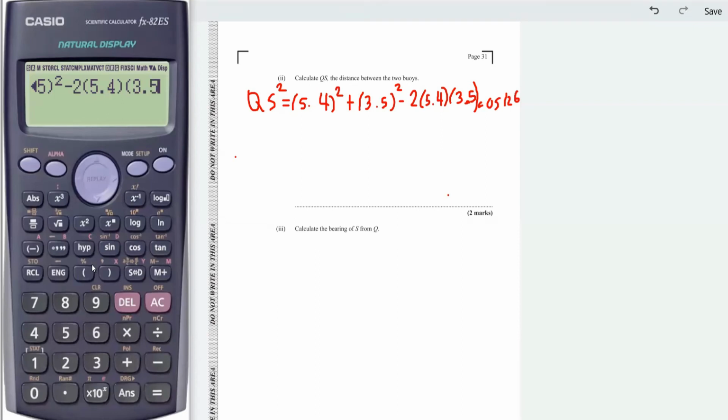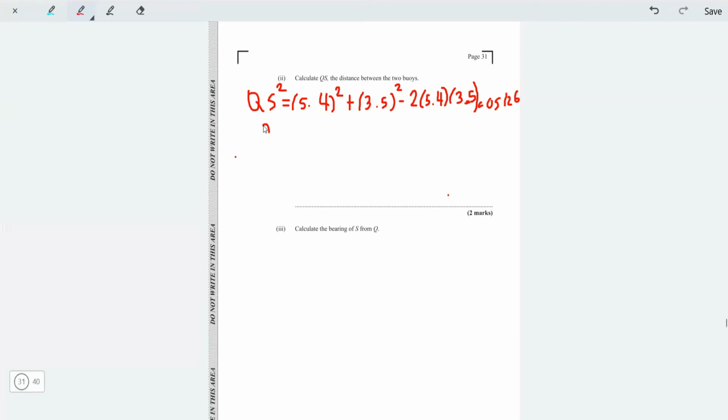Now multiply it by the cosine of 126. Just want to make sure my calculator is in degrees. That's 63.62. So that's QS square. QS square is equal to 63.2.